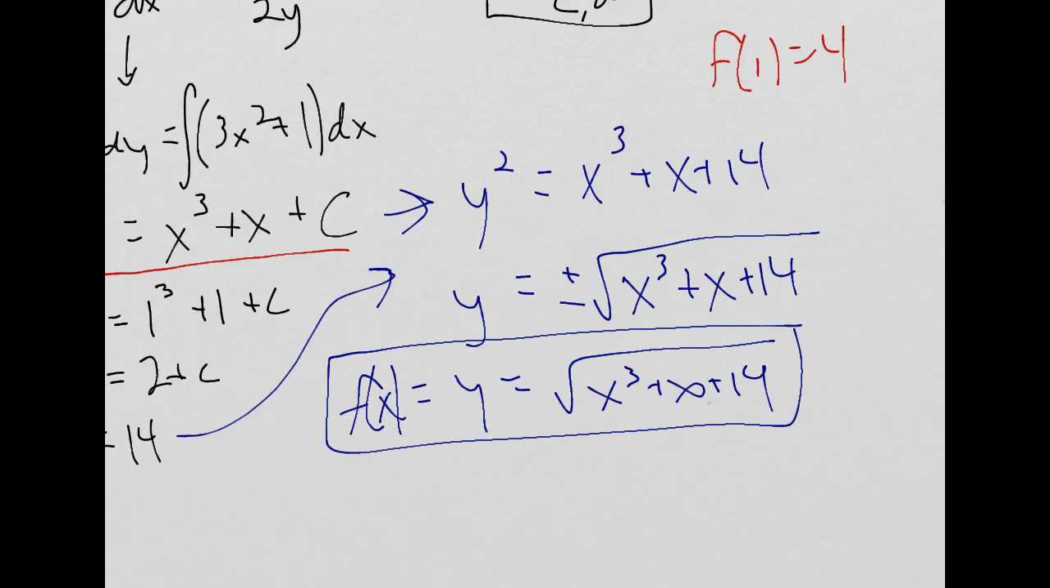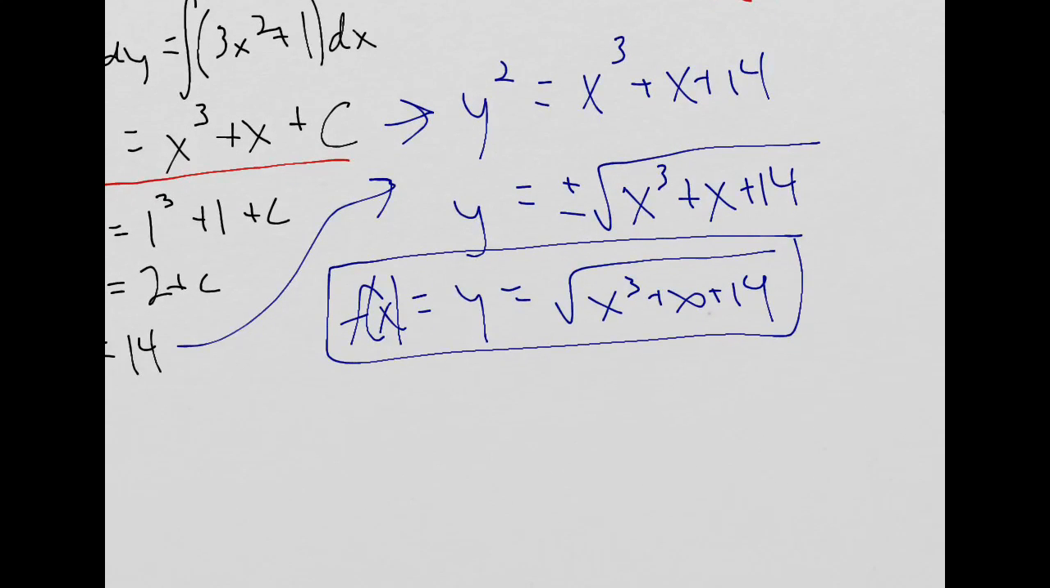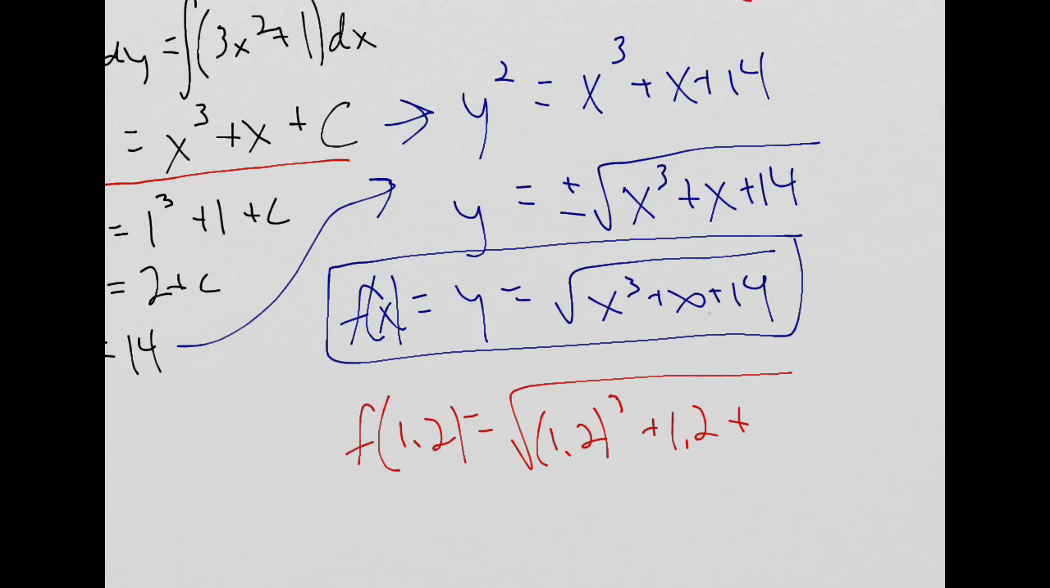Box it. And now they want me to use my solution to find the value of f of 1.2. So I'm just going to plug it into my calculator. I'm going to plug in f of 1.2 equals the square root of 1.2 cubed plus 1.2 plus 14. Plug it in my calculator, hit enter, I get 4.114. And that's my answer for that one.